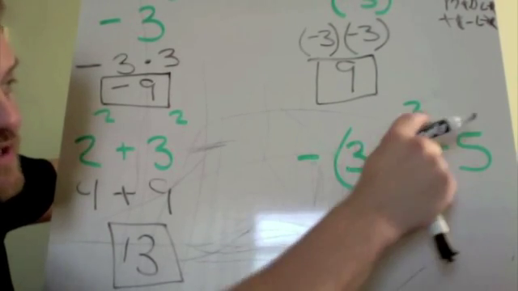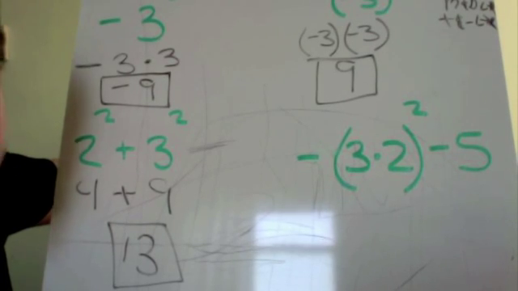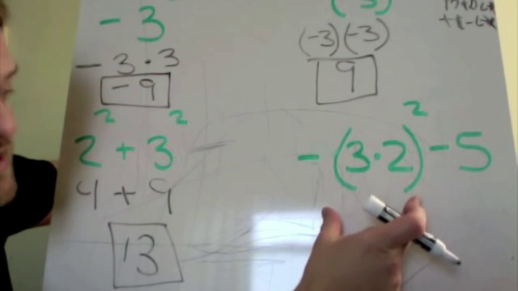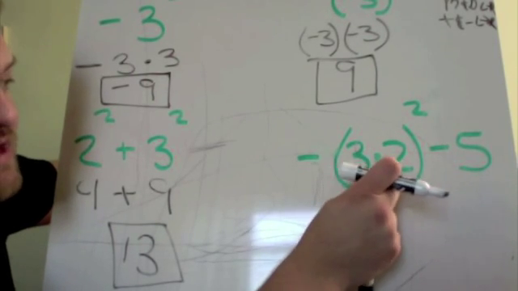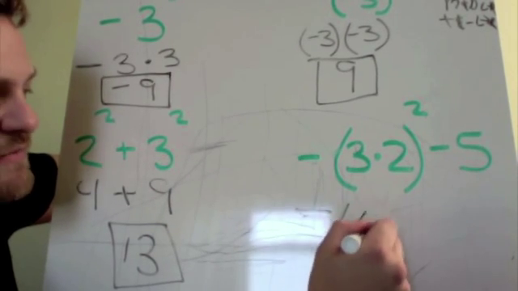Okay. Over here, notice this negative is outside of the parentheses. So this negative here is not attached to this 2. So we're going to do whatever is inside the parentheses first. Okay? So we're not dealing with the exponent yet, we're dealing with the parentheses. So 3 times 2. So I've got my negative on the outside. 3 times 2 is 6.